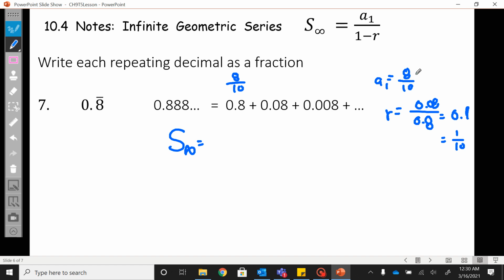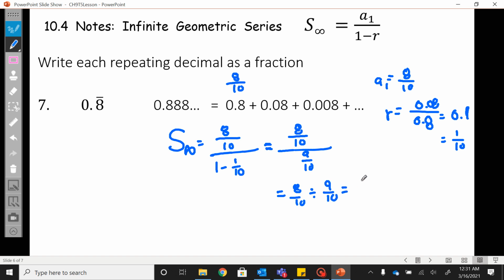All right, so the first term is 8 over 10. So this infinite series would be the first term, 8 over 10, divided by 1 minus the ratio, 1 over 10. Okay, so that's 8 over 10 divided by 10 over 10 minus 1 over 10, so that's 9 over 10. So that's 8 over 10 divided by 9 over 10. Writing that as multiplication, that's 8 over 10 times 10 over 9. Of course, these 10s cancel, and we're left with 8 over 9.